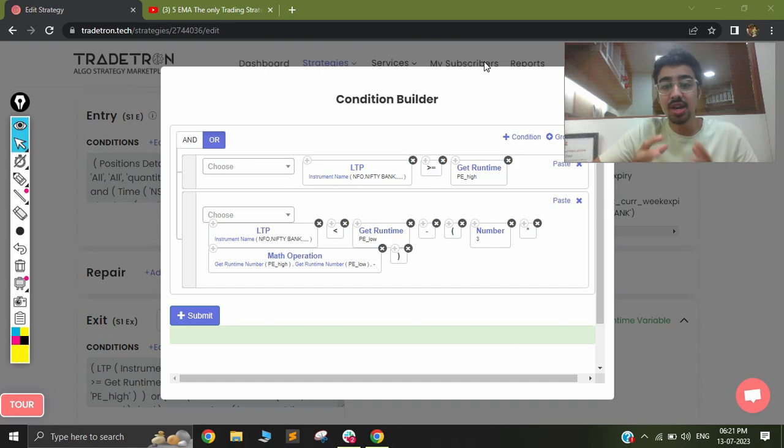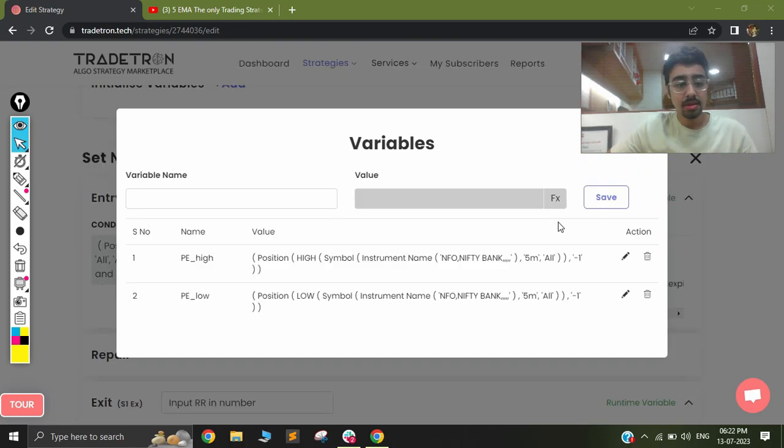So this is the logic that I have built based on the strategy that I have found from Power of Stocks. My runtime variables out here are that I am capturing the PE_high as the high value of my entry candle, and I'm capturing the PE_low as the low value of the entry candle. Using these runtime variables, I will be able to capture the high and low price point of that particular candle of Bank Nifty on which I had taken my entry.